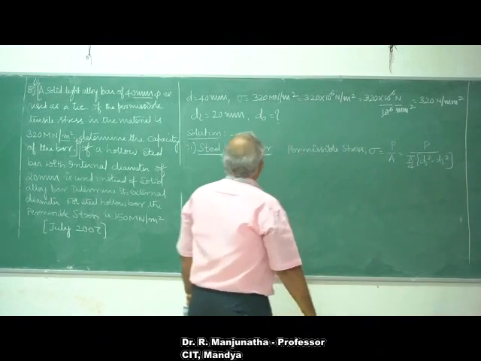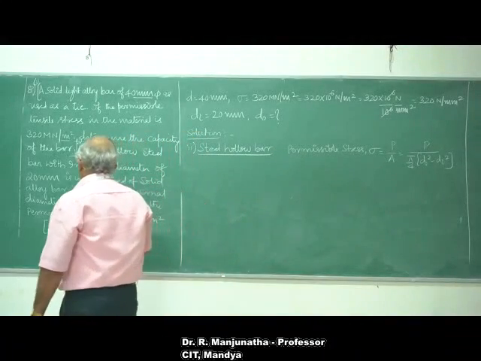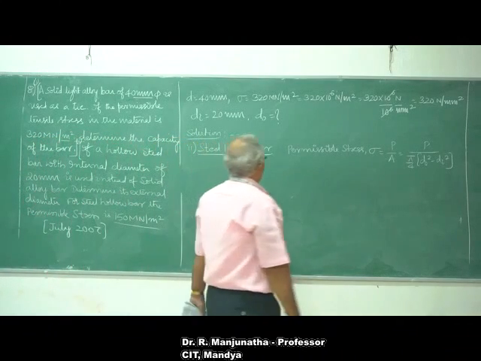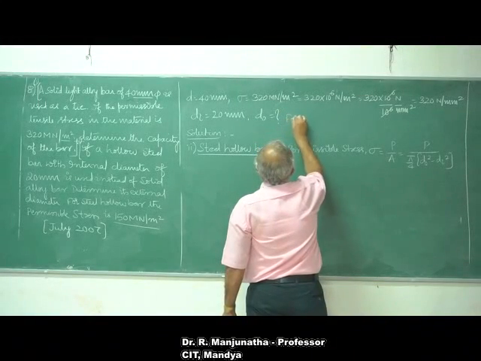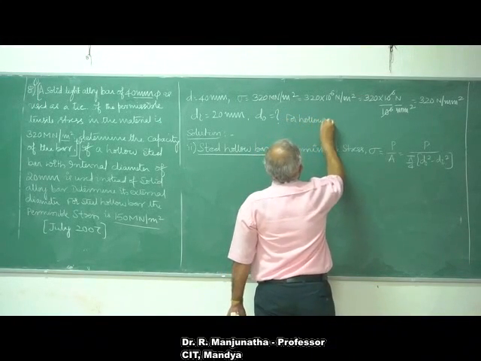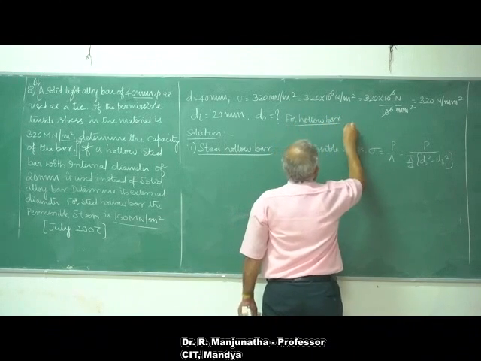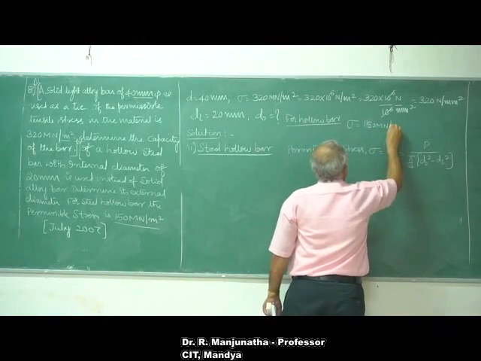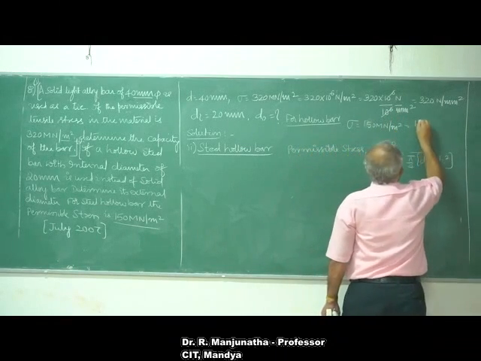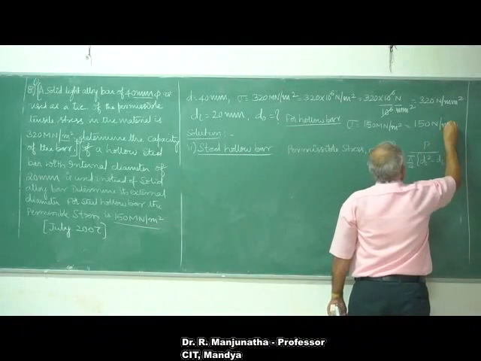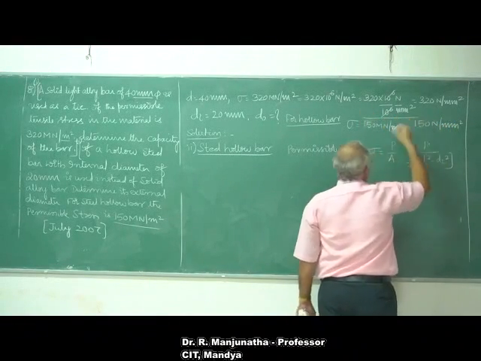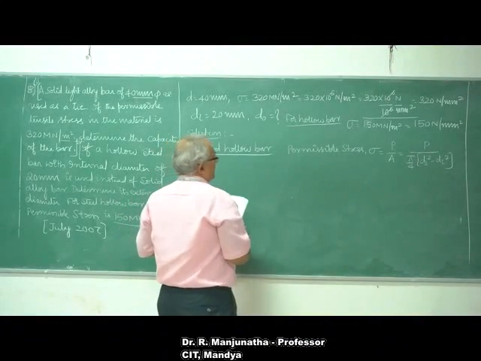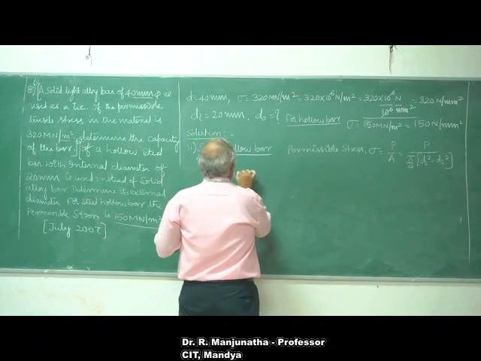For the steel solid bar, the permissible stress is given to be 120 meganewton per meter square. For the hollow bar, sigma is given to be 150 meganewton per meter square. That means it will be equal to 150 newton per mm square. So this is the same explanation as this, and now we are going to apply that here.